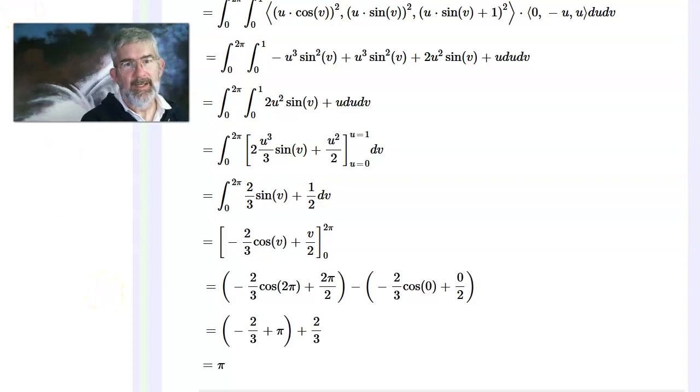There you go. You try some of these in the homework. They're very similar to the flux integrals we did for line integrals, but they're just double integrals now. So much more fun. Enjoy.